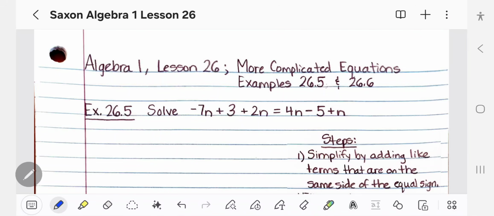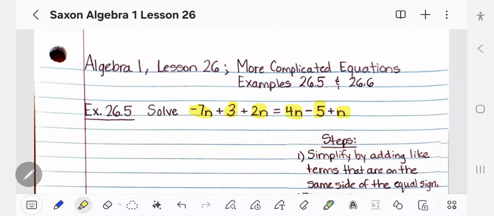This is Algebra 1, Lesson 26, More Complicated Equations. We're going to do examples 26.5 and 26.6. So here's another more complicated equation in 26.5. We are going to look at our terms, 1, 2, 3 on this side, 1, 2, 3 on that side.